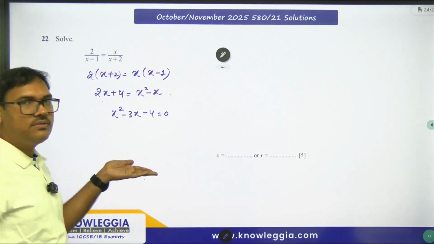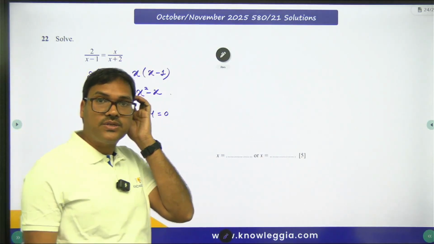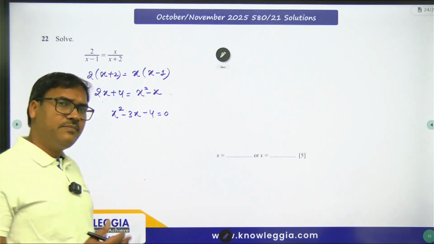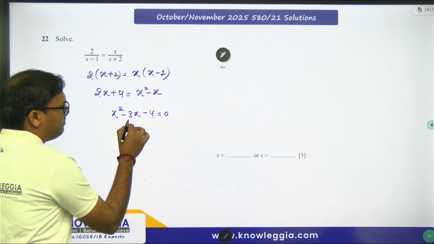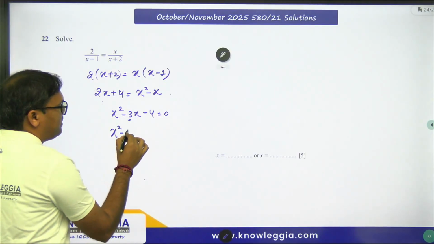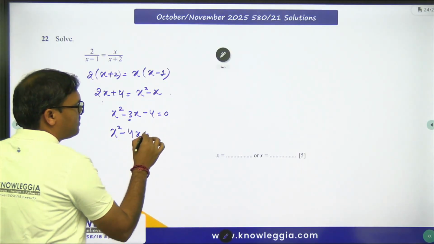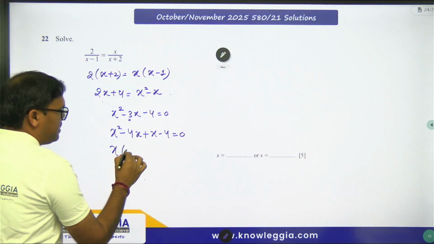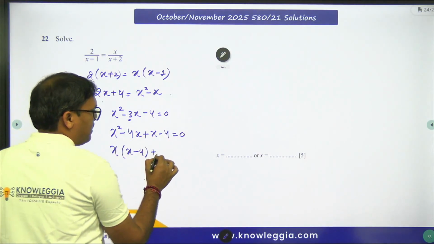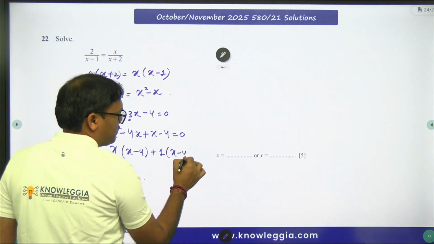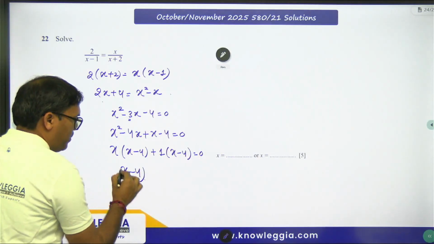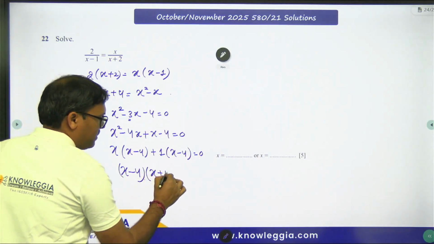Now how will you solve this? You have to factorize this quadratic equation, which you can easily factorize using the splitting middle term method. Minus 3x can be broken as minus 4x plus x. So this is x into x minus 4 plus 1 into x minus 4. So this is x minus 4 common into x plus 1 equal to 0.